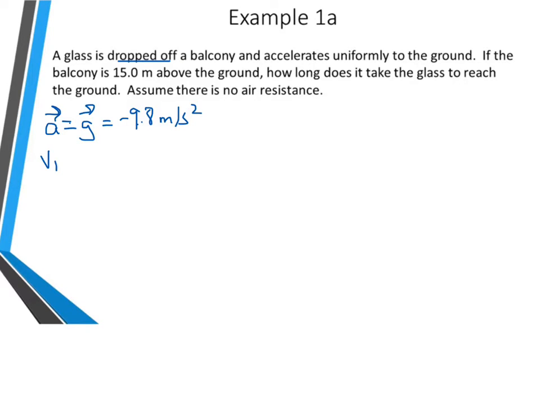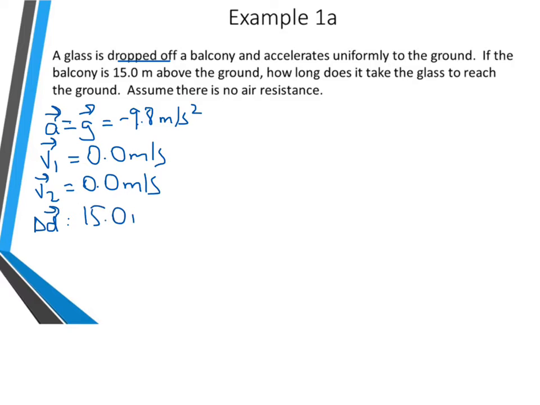We're going to assume a couple of things. First of all, that its initial velocity is 0. So we're going to assume that somebody wasn't throwing it off the balcony. And we're also going to assume that when it hits the ground, it also comes to a stop. So in this case, we actually know both of our V1 and our V2. We know our delta D, it's 15 meters above the ground. So when it hits the ground, it will have traveled 15 meters. And we're being asked for our delta T.